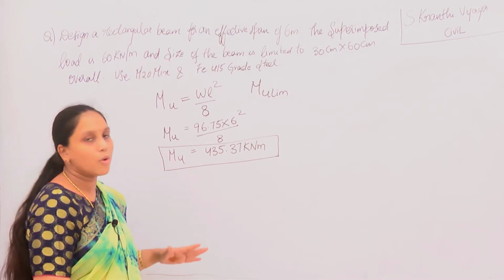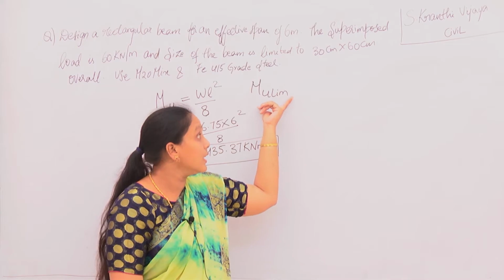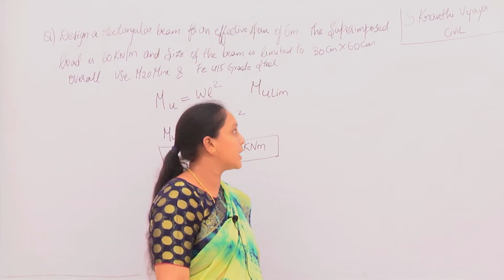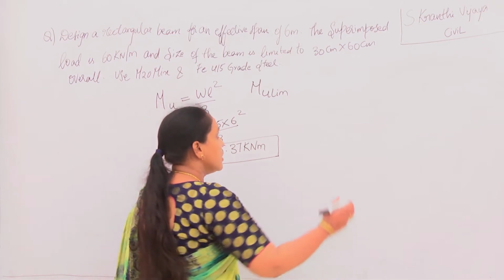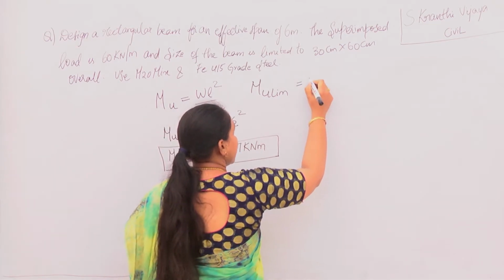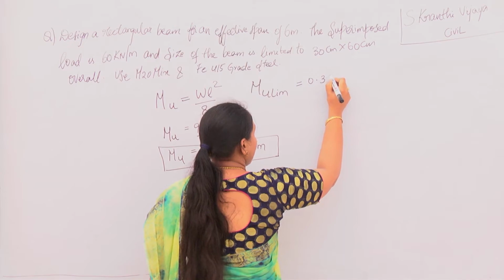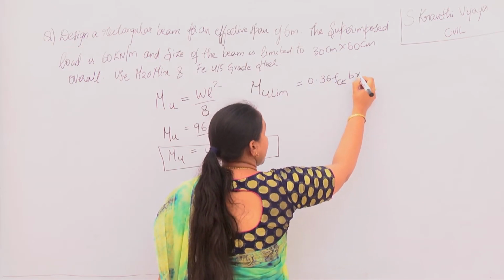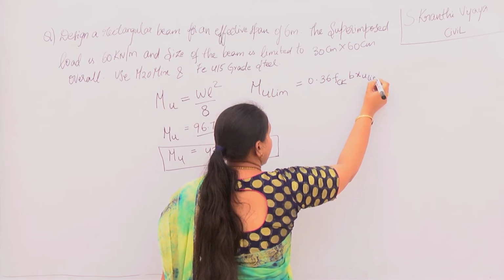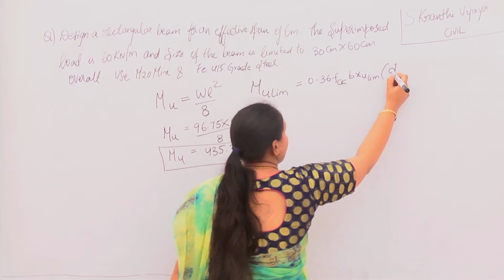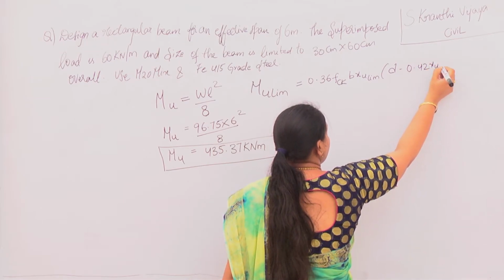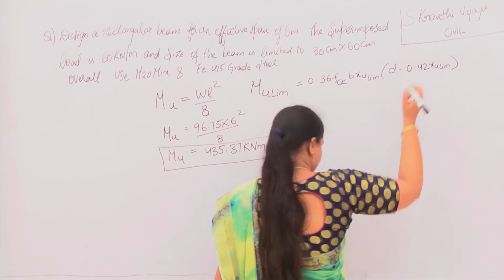Now we have calculated the Mu. So what is the next step? What do you have to do? We have to calculate the Mu limit. So now let us calculate the limiting moment of resistance. So what is the formula we have learned? It is 0.36 fck b into xu limit into d minus 0.42 xu limit.